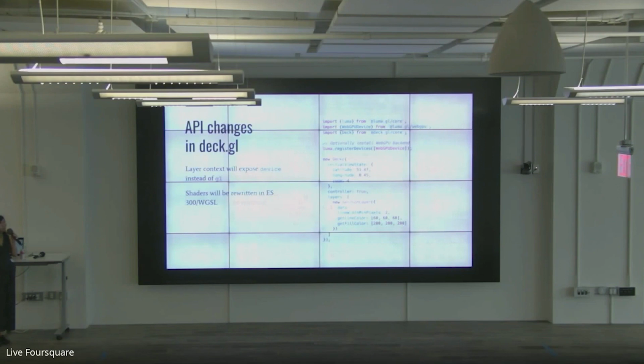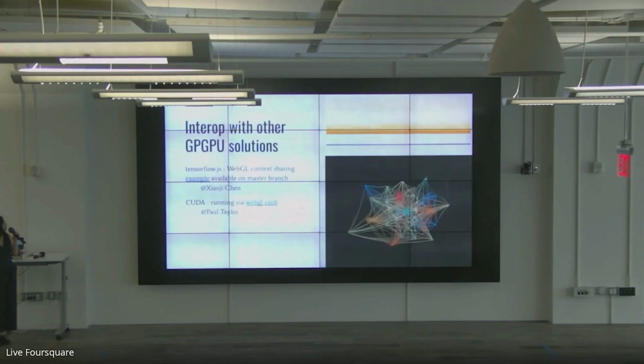If you're a custom layer author, that will mean some of the resource creation, like texture and buffer, will change inside the layer code, because now we are using device instead of GL, and we're moving the shader code from ES100 for most layers to 300 or WGSL. But aside from that, most things in deck will work very similar to what it does today.